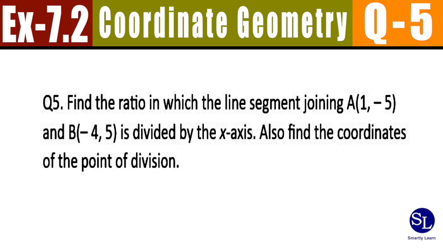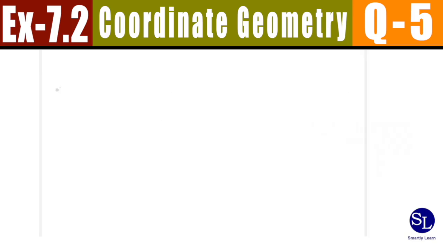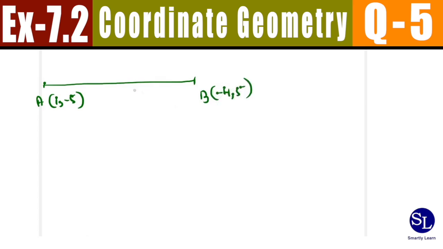So let's mark what is given to us in a diagram. I'm going to mark these as points A, which is (1, -5), and point B, which is (-4, 5). It is divided by a point on the x-axis. Let me mark this point as C. Since it's a point on the x-axis, its coordinate will be (x, 0). We are supposed to find the ratio, so I'm marking this as k is to 1.